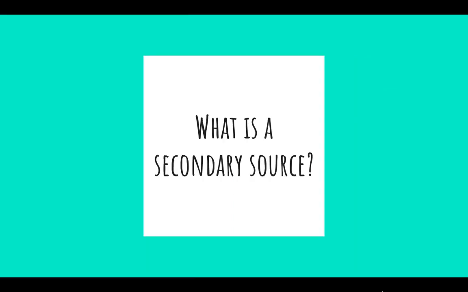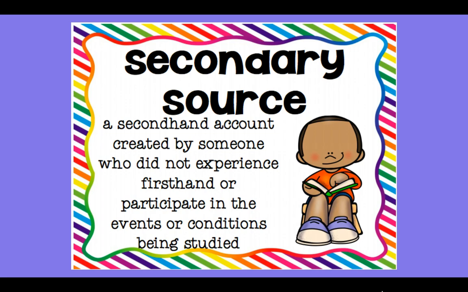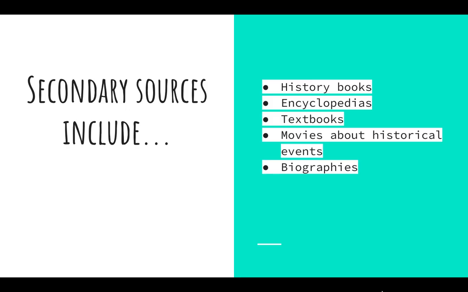So that's what a primary source is. What is a secondary source? A secondary source is a secondhand account. This is created by someone who did not experience it firsthand and did not participate in the events or conditions being studied. What that means is it's someone who wrote the history book. They probably weren't there at the time, but they used primary sources to write the history book. Encyclopedias, databases in the library, the authors of these texts used primary sources to help them gather information, but they were not necessarily there at that time.